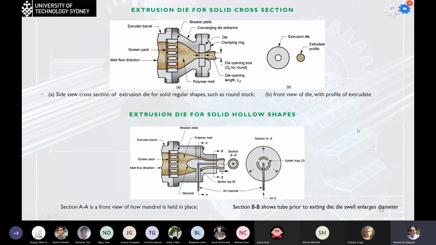For more complicated shapes, like pipes or tubes, we have a mandrel, which blows air in the middle. This way, we get a hollow cross-sectional shape. Of course, this shape can be a C shape, an I shape, or different cross sections. But if we want hollow parts, we need to use the mandrel with pressurized air in the middle.